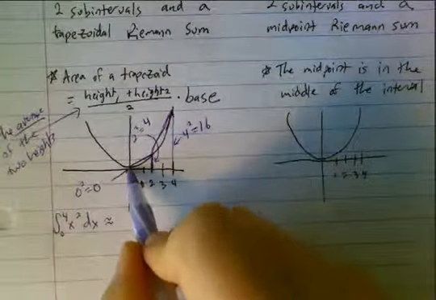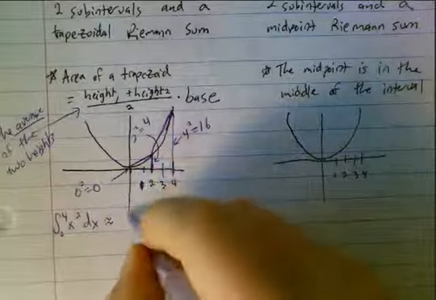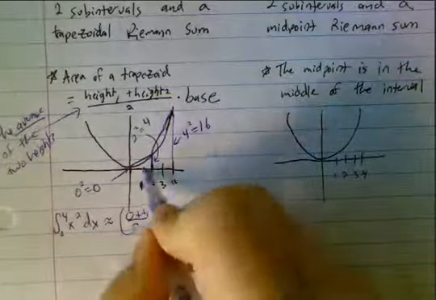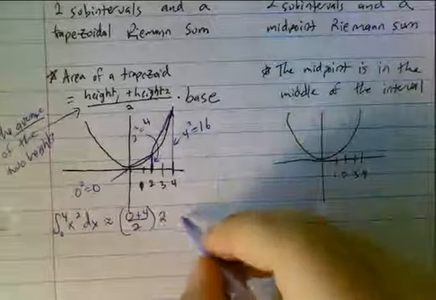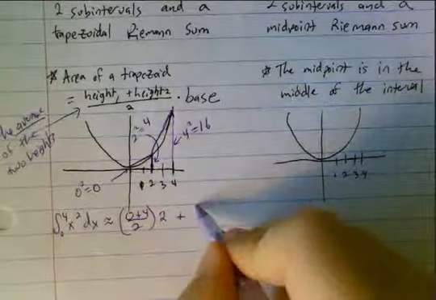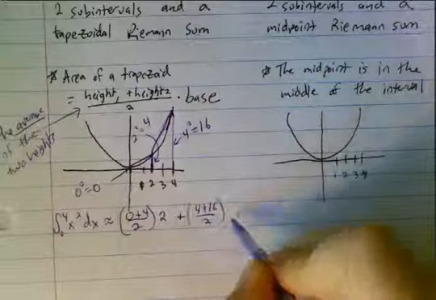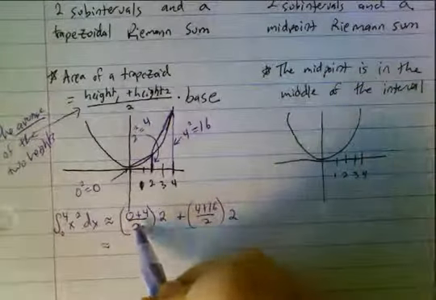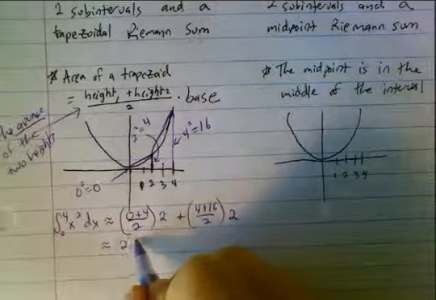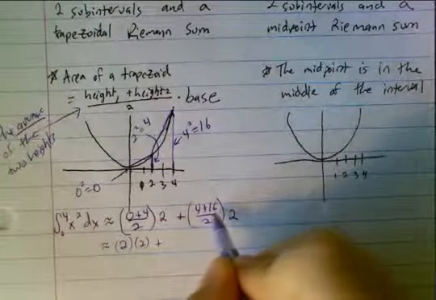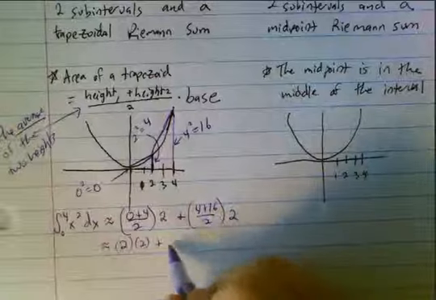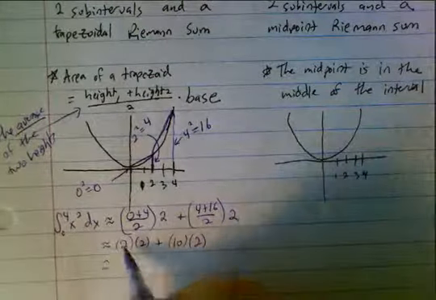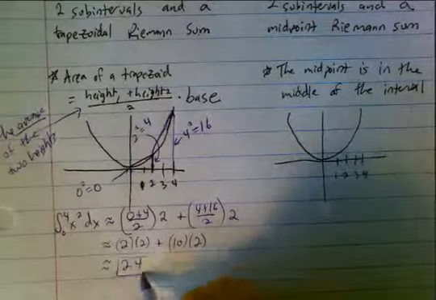What I'm going to do is take the average height here, so 0 plus 4 divided by 2. I'm going to multiply that by the width, which we can see is just 2. And then for this one I'm going to take the average height, or 4 plus 16, over 2. And then multiply by the width, which again is 2. So this is going to give me 4 divided by 2 is 2, times 2, plus 4 plus 16 is 20, divided by 2 is 10, times 2. And when I multiply that out, 4 plus 20, 24.